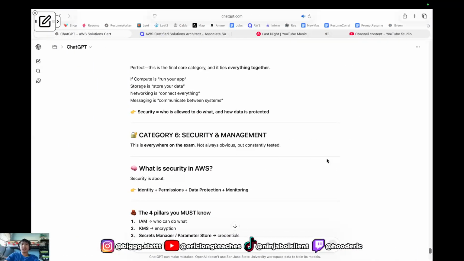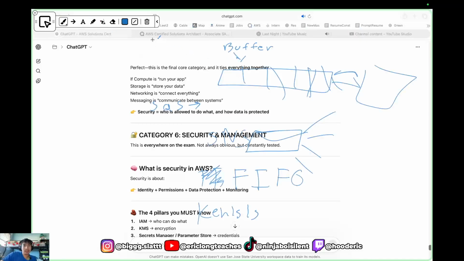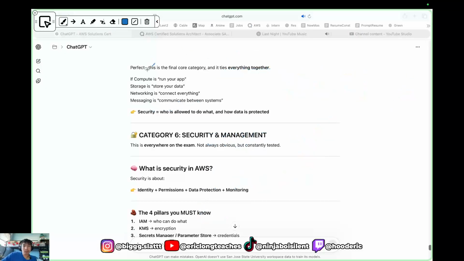All right, guys, we're on the last part of our journey. It's category 6, security and management. Let's go ahead and see how it ties everything together. So it says this is the final core category, which ties everything together.